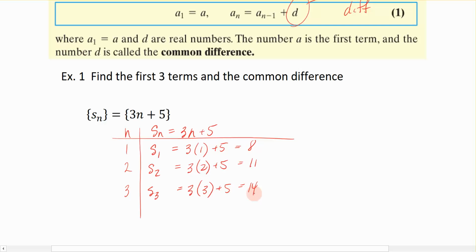So those are the first three terms in my arithmetic sequence, and we can prove that it is in fact an arithmetic sequence by finding out what is the common difference between each of these values. So the difference between 11 and 8 would be 3, and the difference between 11 and 14 is also 3. So we can see here that the common difference, which is the same between all three of these numbers, is 3. And that's how we can find the first three terms and the common difference of our arithmetic sequence.